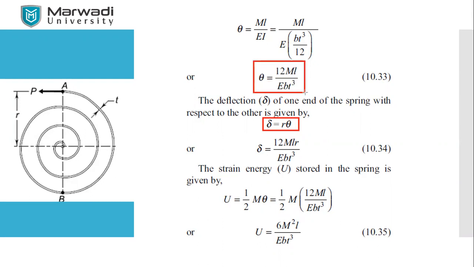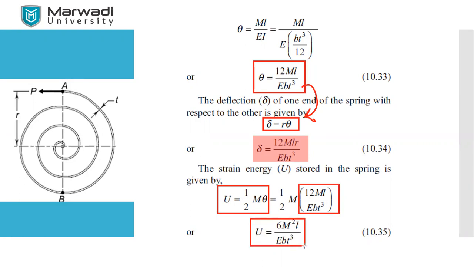Now utilize this equation of theta in this equation of delta. You get delta = 12 M r l / (E b t cube). And this is the equation of delta. The strain energy stored in the spring is also given by U = 1/2 M theta. What is theta? You can put the value of theta in this equation in order to get the value of U, which is the strain energy.